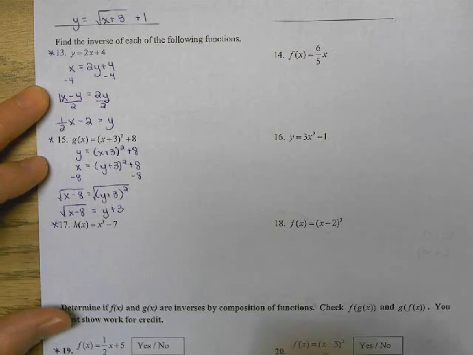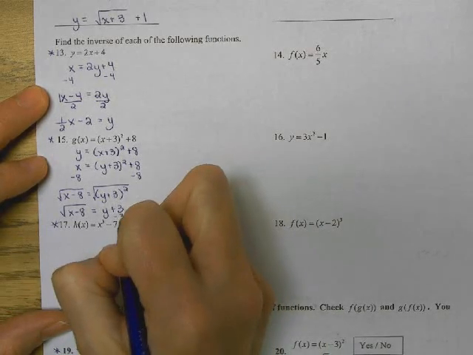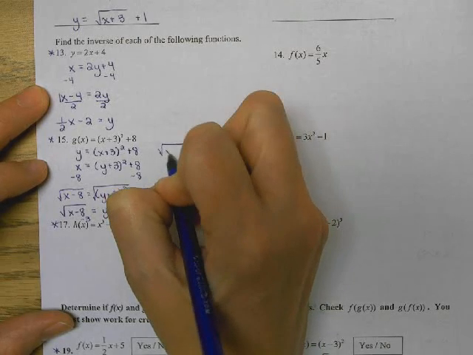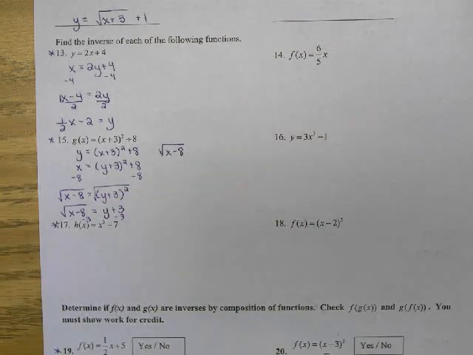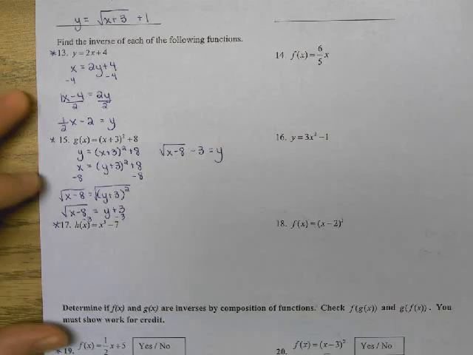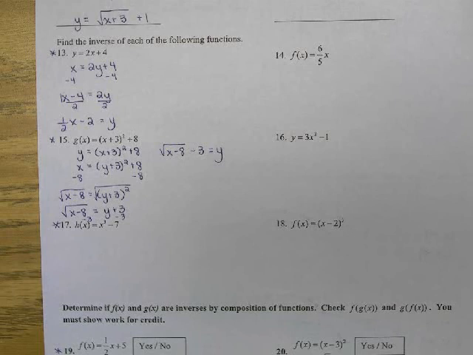Y is almost by itself. I need to subtract the 3 from both sides. Remember that the x minus 8 is underneath that square root. When I subtract the 3, it is not going to go inside with that 8. It stays on the outside. Okay, and there is my inverse.